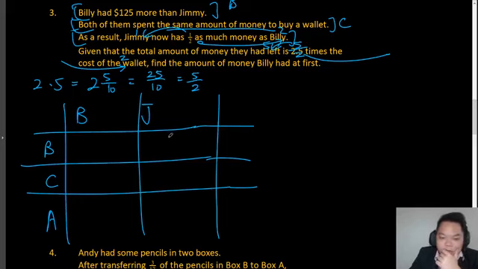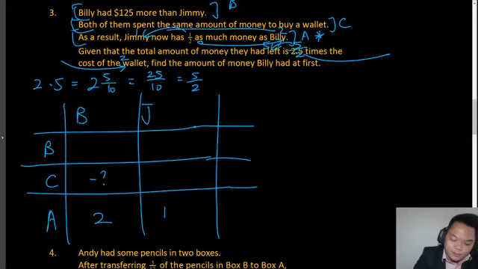Yeah, Agnes, this is difference unchanged. Okay, so once you got this ready, the next thing you have to do, allocate your units first. Jimmy has got 1, Billy has got 2. This is your after, so start from here first. And the next one is, both of them spent the same amount of money to buy a wallet. So this is minus question mark, minus question mark.